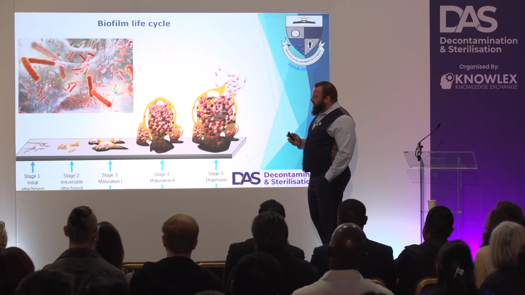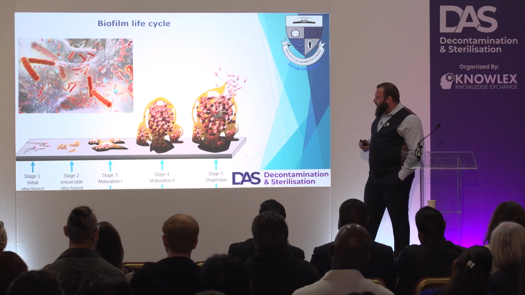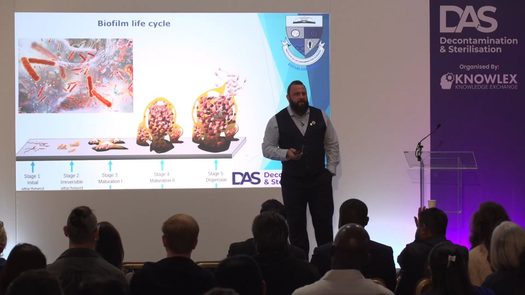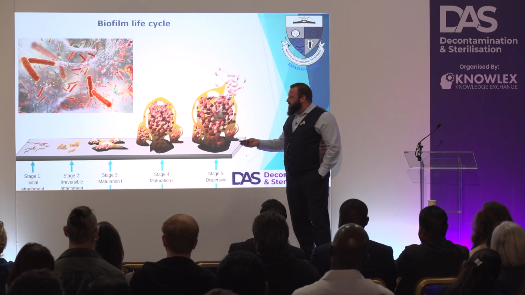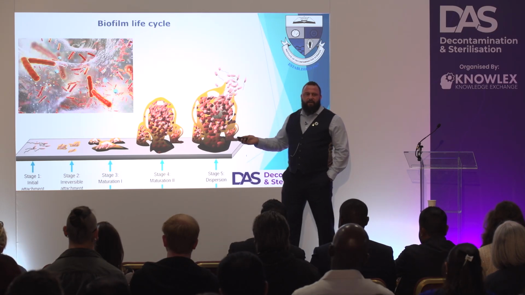And this is how the cycle of biofilm goes around. So the first one, you have the initial attachment. This is where the organisms will attach to a surface. And then you have what's called irreversible attachment. This is when the mucilage layer starts to form. And that's the risk with biofilms, the irreversible attachment. It's very, very hard to remove a biofilm.